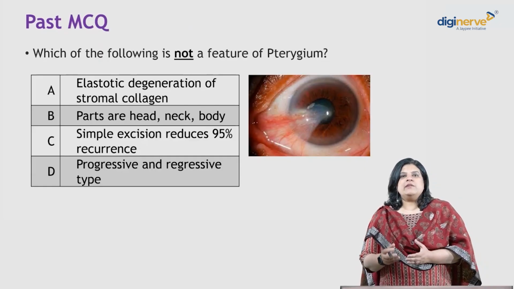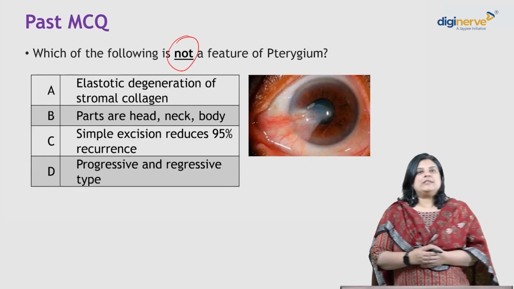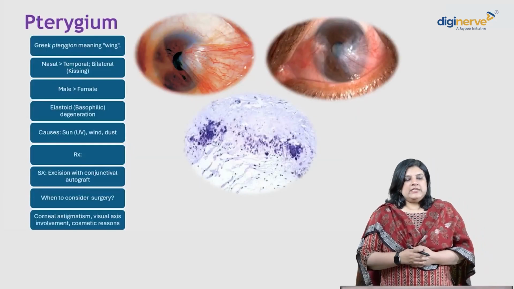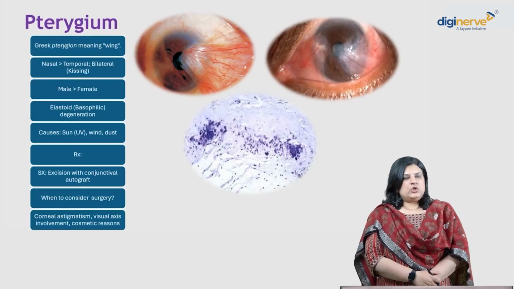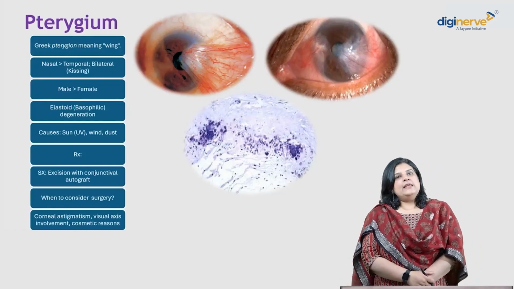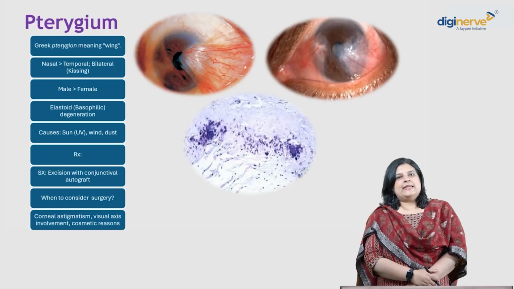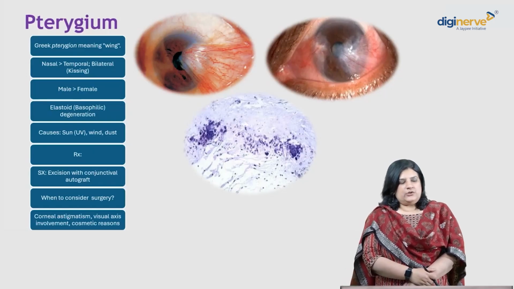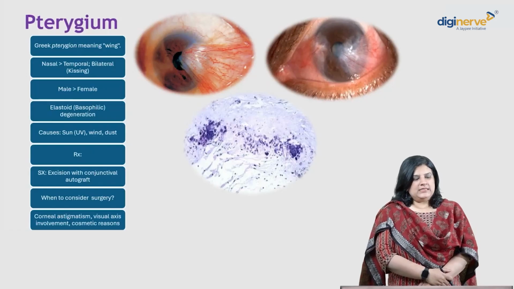Always, whenever you are reading a question, please focus on elements like not, except, and all. So pterygium is actually coming from a Greek word which is pterygion, and it means a wing. Nasal pterygia are more common than temporal, and if we have pterygia on both sides, nasal and temporal, which are meeting each other, it is called a kissing pterygium. Pterygia are more common in males as compared to females.